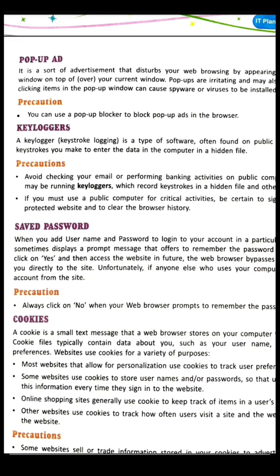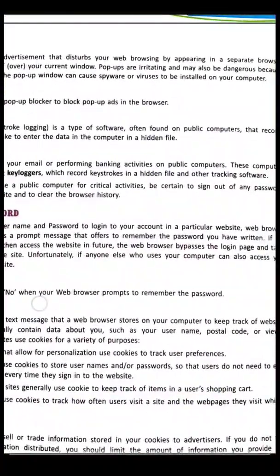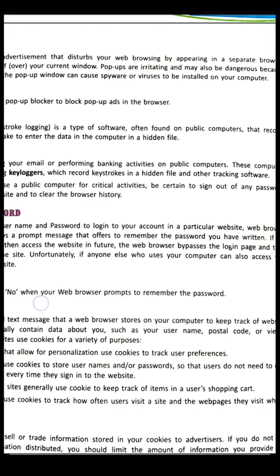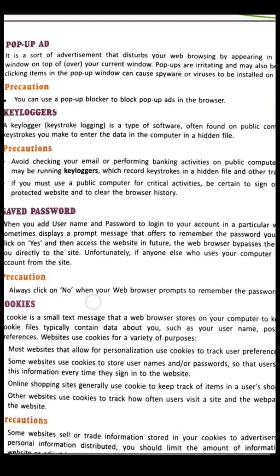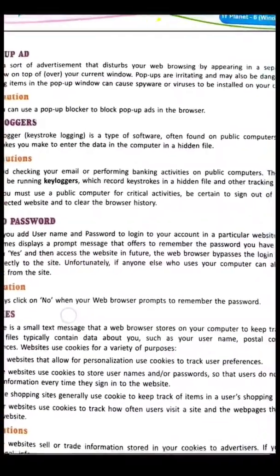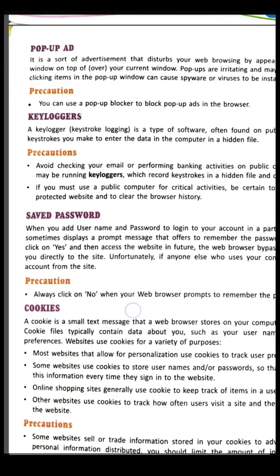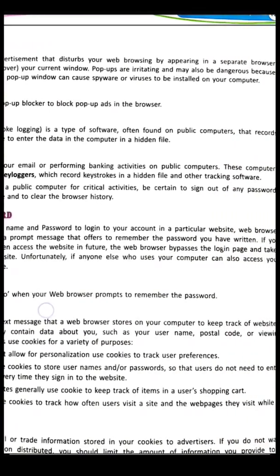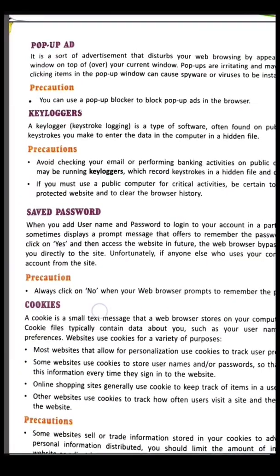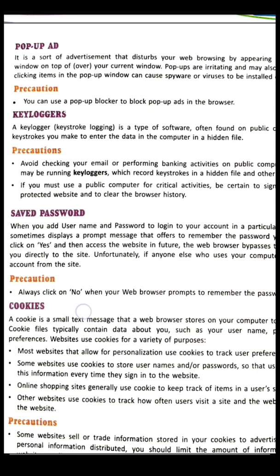So what are the precautions? First, avoid checking your email or performing banking activities on public computers. You must not check the email, or you must not do any banking transaction on public computers, because these computers may be running a special software in the background called a keylogger, and it may record everything on the screen that you have done. Second, if you are using a public computer for some reason, you must sign out of any password you have entered in a website, and before leaving that computer you must also clear the browser history in the computer.